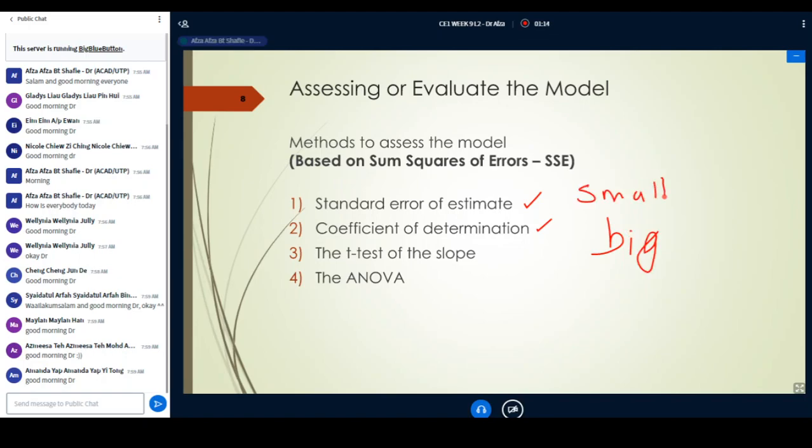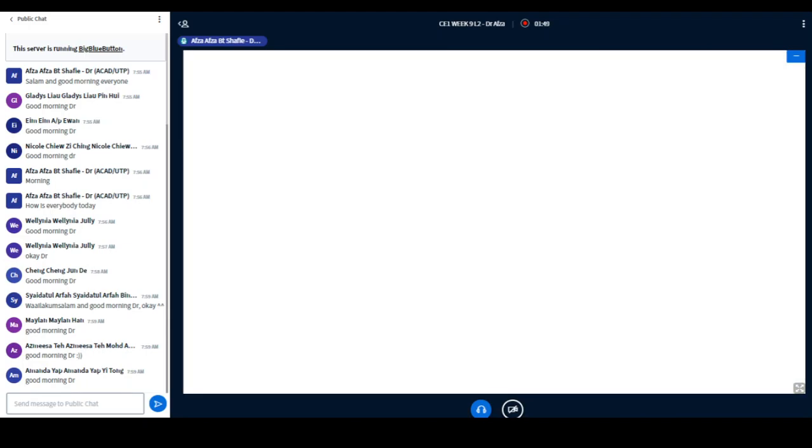Okay, so today we're going to look at the other two assessments which we need to do. Number one is a t-test for the slope. So this is a hypothesis test. And the other one is the ANOVA. The ANOVA, in the last class we learned, is also about hypothesis testing. So these two are basically about hypothesis testing. So we're going to do the hypothesis testing today to see how we assess the model. Okay. So this is what we did yesterday. What we calculated. Okay, so this is what we have.